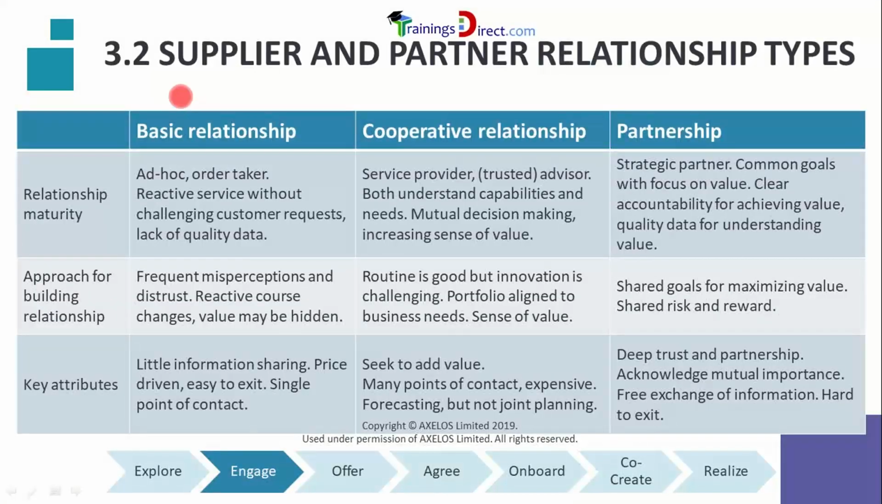In this table, we see three different types of relationships: basic, cooperative, and partnership. And each one of them has three aspects: the relationship maturity, the approach for building the relationship, and the key attributes of the relationship. And we're going to see that for the basic one, the cooperative one, and the partnership relationship.